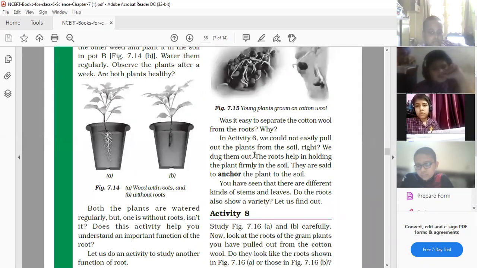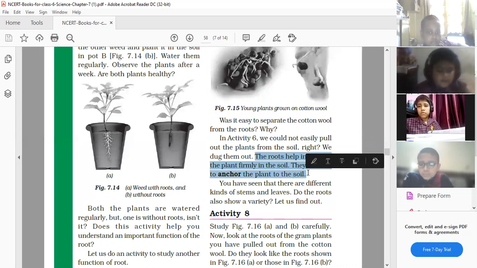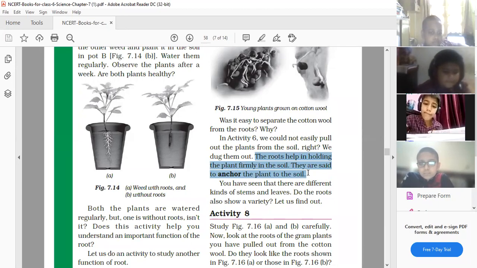Kindly underline this. What is the function of root? What role do the roots perform in the plants? Roots help in holding the plants in the soil, and they anchor the plant. Can you give me any other function of root?